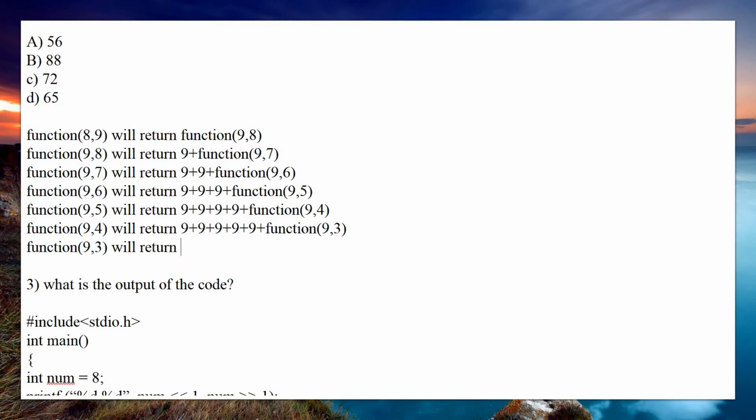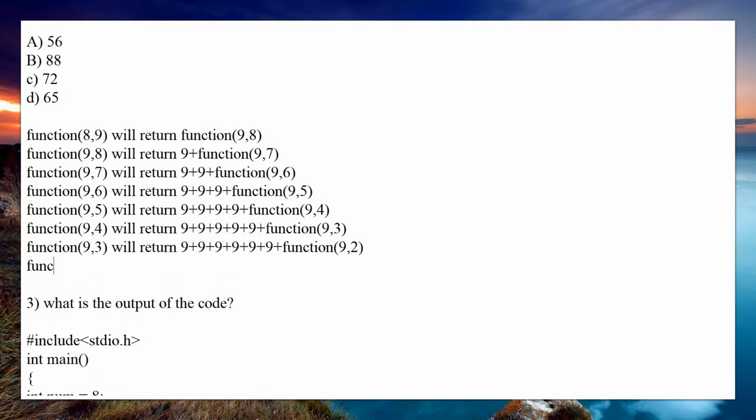So again here we have 9 plus 9 plus 9 plus 9 plus 9, then plus A plus function of A comma B minus 1. So A is nothing but 9 comma B minus 1 is nothing but 3 minus 1 is nothing but 2. So in the next iteration you will call the function of 9 comma 2. Again 9 is not less than 2, condition becomes false. Whether 2 is not equal to 0, condition is true. So again it will return.